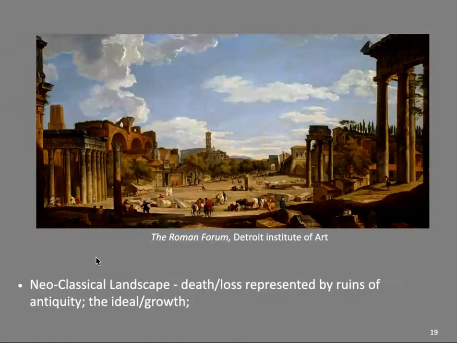Here we have a typical neoclassical landscape. To recognize a neoclassical landscape, look for the presence of ancient ruins, broken columns, decrepit buildings. This makes it a classical landscape. So here is a picture of the Roman Forum. This was the center of the power of the Roman Empire. And so the idea is that there's a loss of this great culture, and that's represented by the ruins themselves.